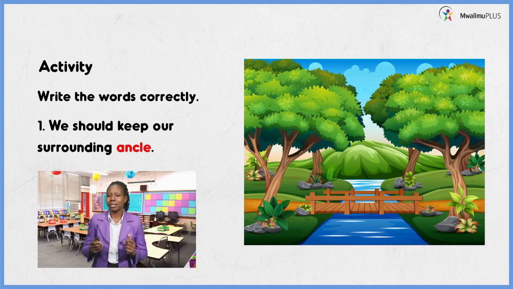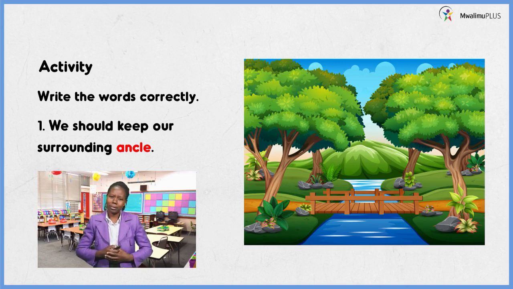Can you look at the picture there? We have a beautiful environment there. Why is it so good or so beautiful? Because we've kept that beautiful well. Let's see. This word is telling us about what we've done to this environment to make it beautiful. Let's read the sentence and get the meaning. We should keep our surrounding uncool.